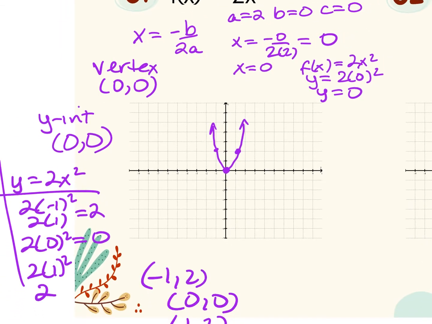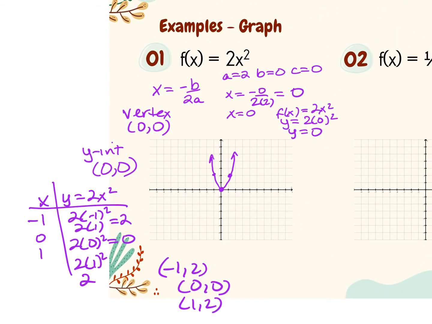And that is the graph of f of x equals 2x squared. Now, if it asks you to identify your axis of symmetry, remember it's going to be this line that goes through the vertex. And it's actually the y-axis here. And again, it's always the x of the vertex.